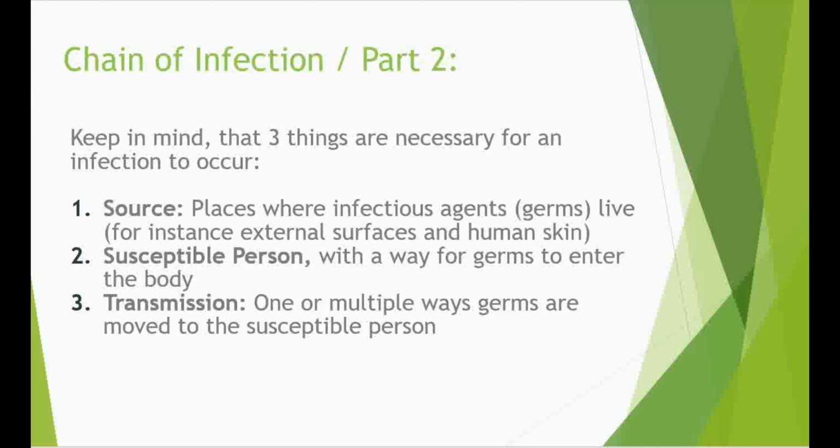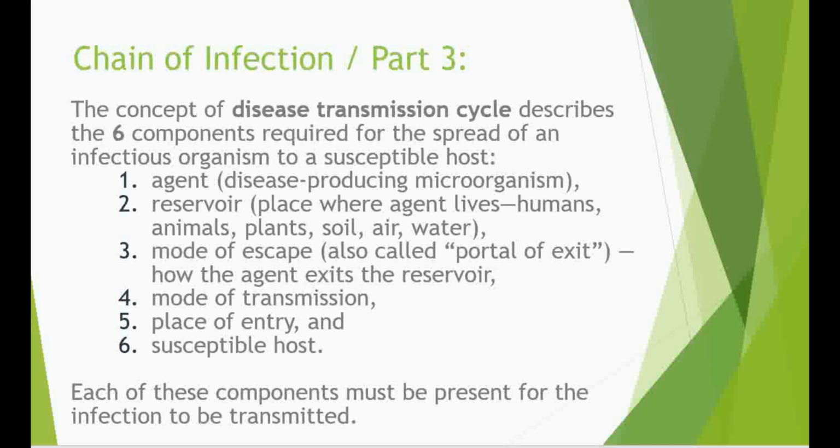As an example here, as far as human beings, we can think of the skin, or external surfaces like sinks, for instance. Number 2, the susceptible person, with a way for these germs to enter the body. And then number 3, transmission, one or multiple ways germs are moved to the susceptible person. There are different ways to describe the same concept, the chain of infection.